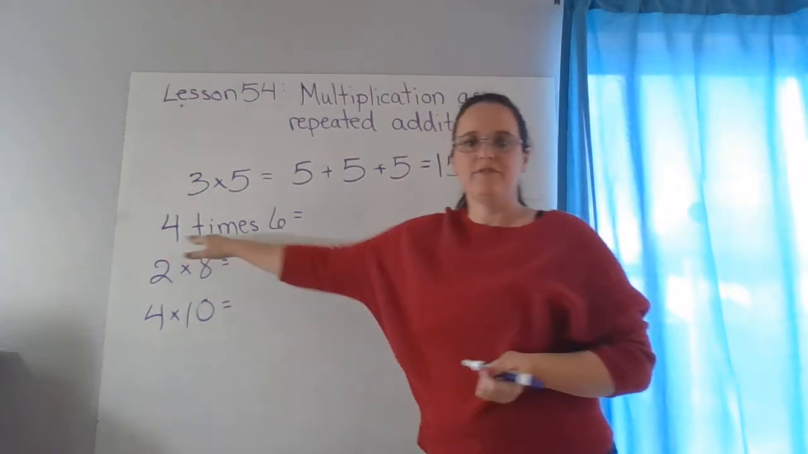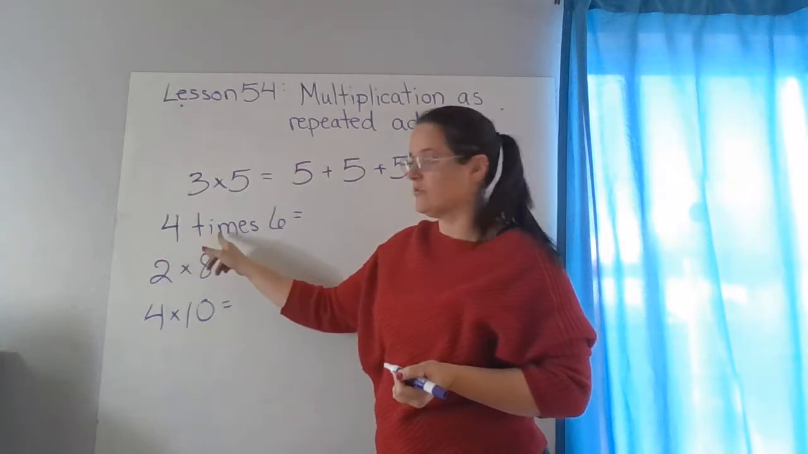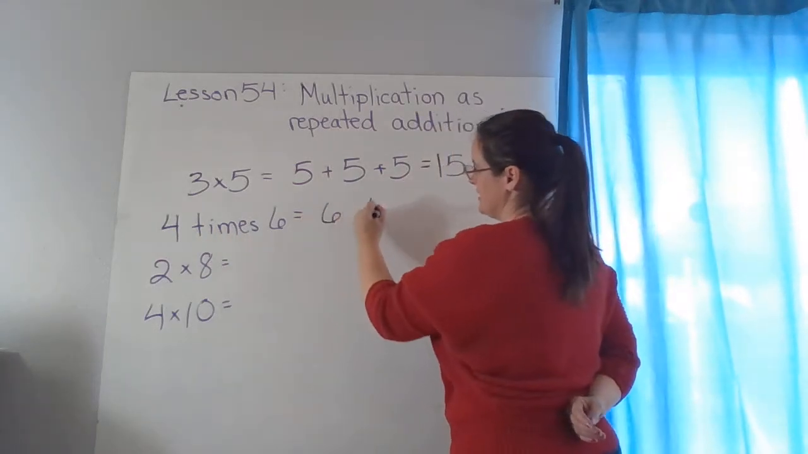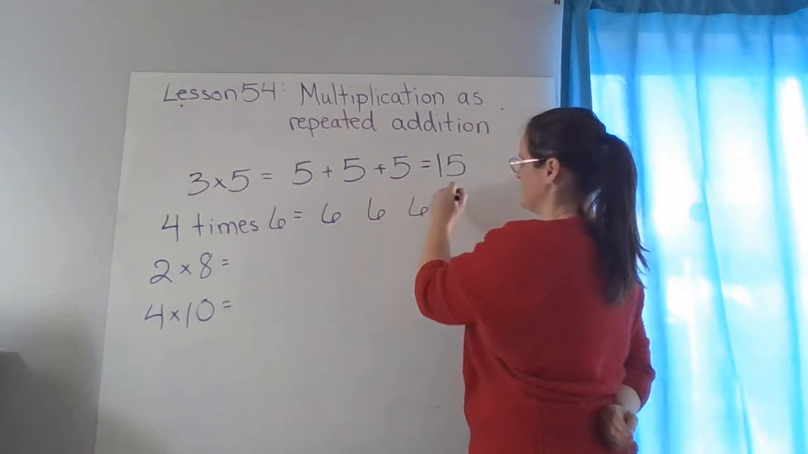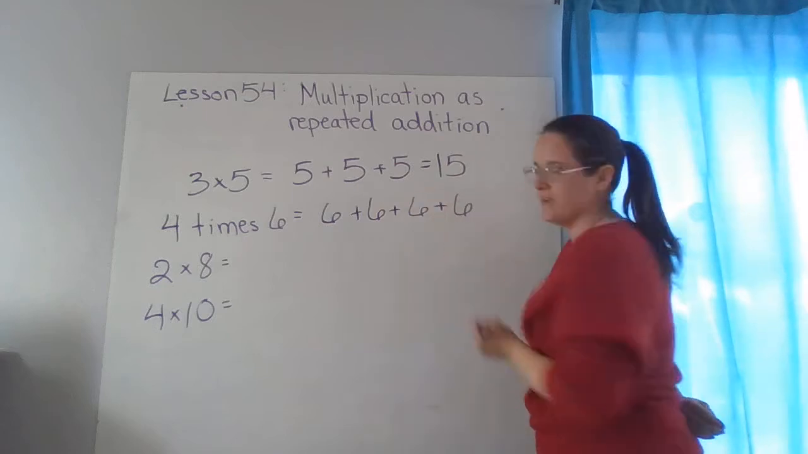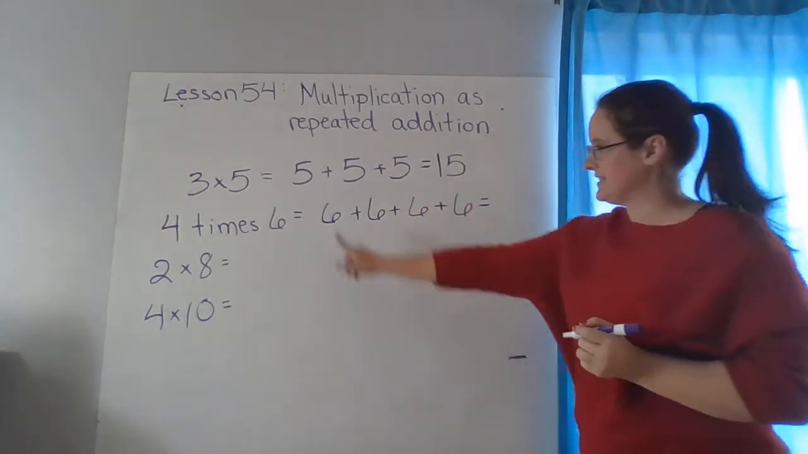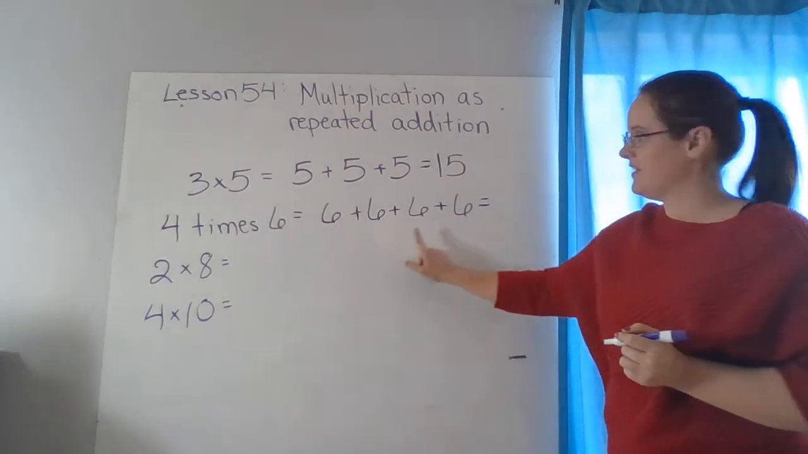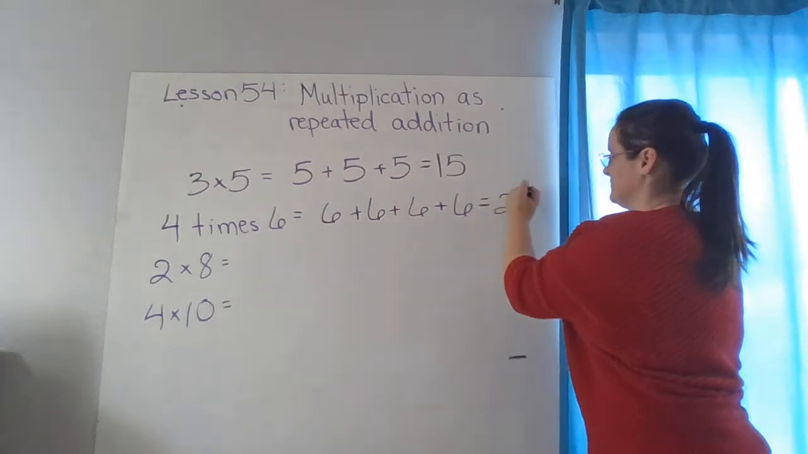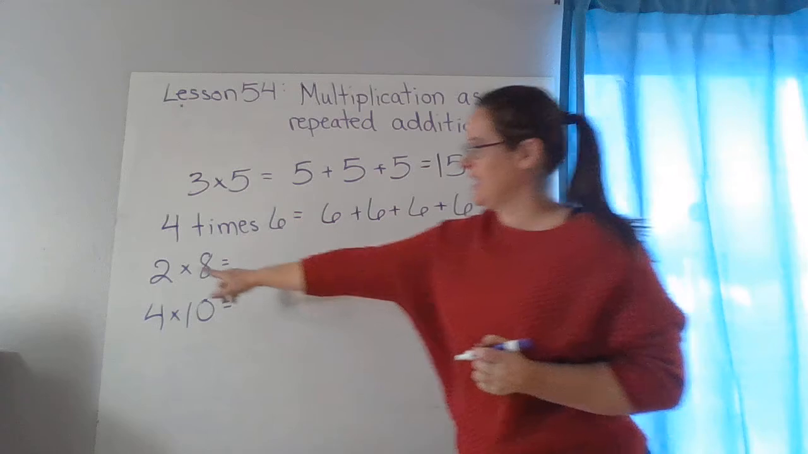For this one, it says 4 times 6, but I can reread that as 4 groups of 6. So I want 1 group of 6, 2 groups of 6, 3 groups of 6, 4 groups of 6, with all my plus signs, and now we're going to count by 6s. 6, 12, 18, 24. 4 times 6 is 24.